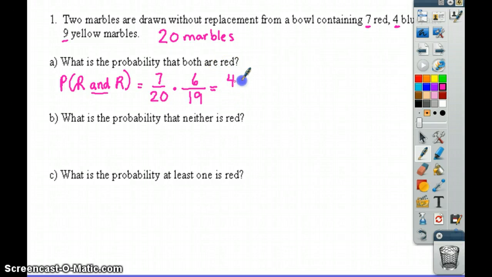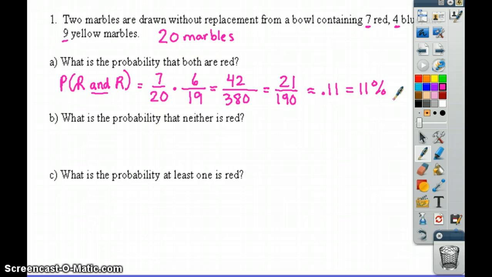That gives me 42, 7 times 6, out of 380, 20 times 19. That reduces to 21 over 190. Sometimes it's helpful with probability if we put this as a percentage instead of a fraction. This ends up being approximately 11% of the time when we reach in and both marbles we pick are red.